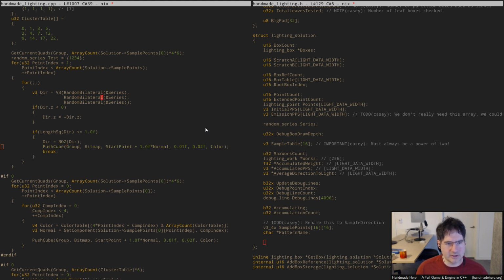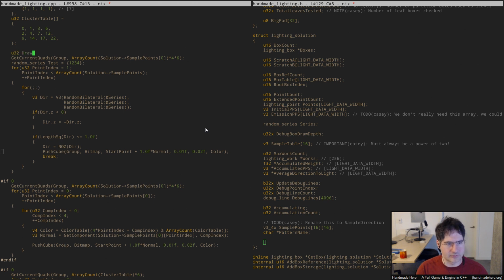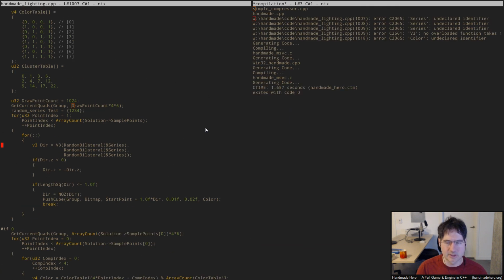So if I go ahead and say we've got draw point count, let's say we draw 1024 of these. I don't know if that'll blow out how much buffer space we have, but once we push one of these on, the start point can stay the same. The normal is just direction here, and I think that should basically do it.